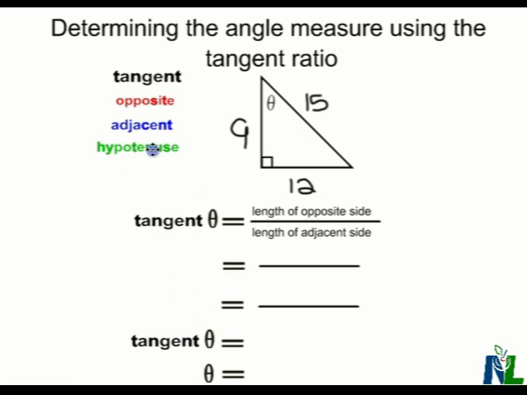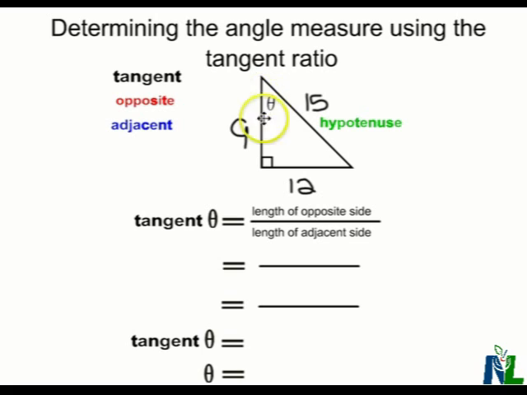Now, we know that the hypotenuse is directly across from the right angle, so the side length indicated by the 15 is the hypotenuse, and we're not going to use that right now. We have to identify the important parts for determining the angle theta by using the tangent ratio. So we need to place the opposite and the adjacent.